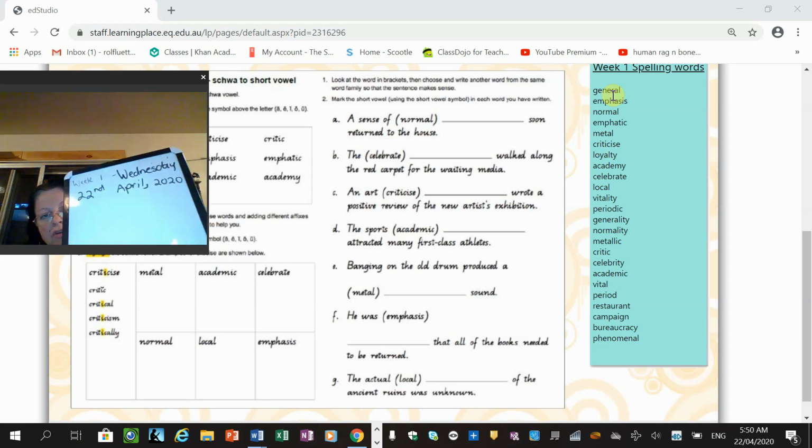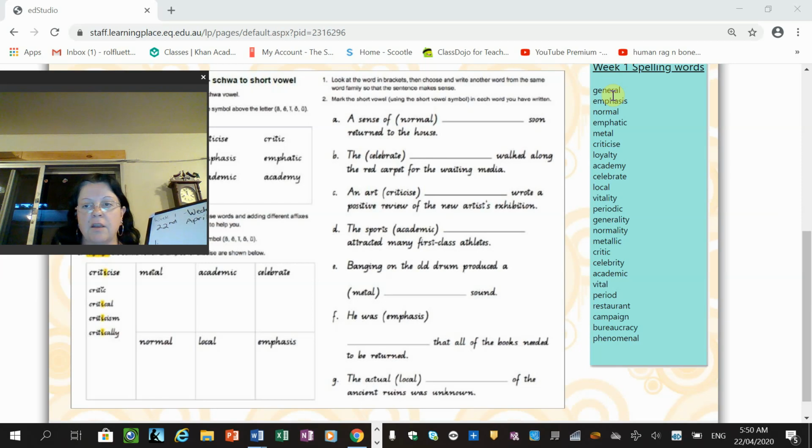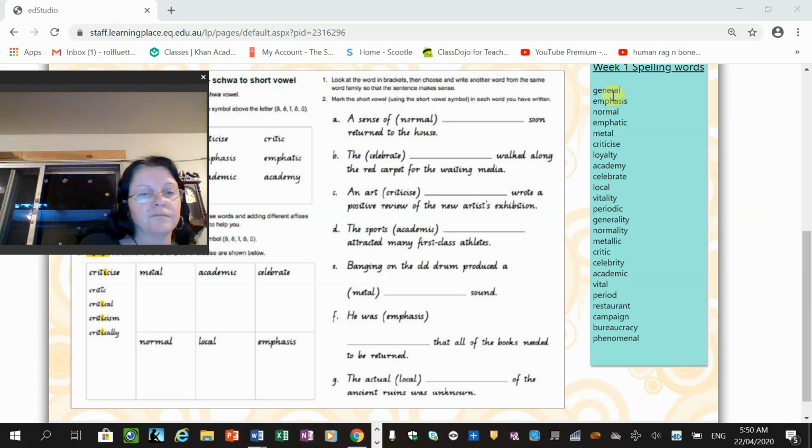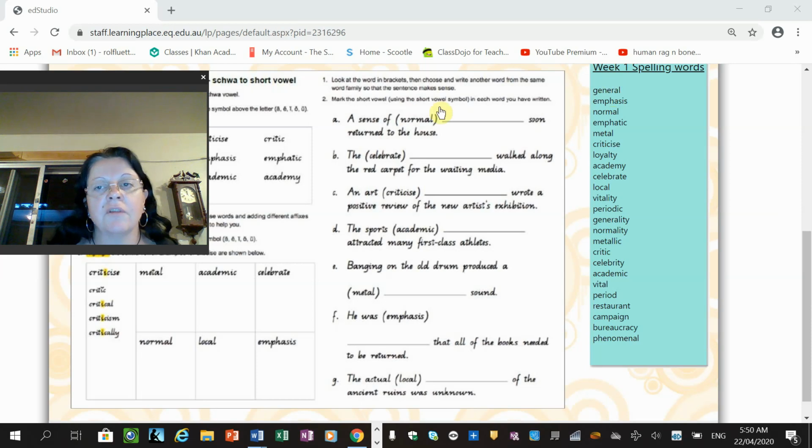I just want you to go down and write your words. G-E-N-E-R-A-L. Nice and clearly and leave gaps. So if you could pause and do that now for me. All right, for everybody else, now you should have restarted and you should have gone through one, general, two, emphasis, three, normal, four, emphatic, and written all your words.